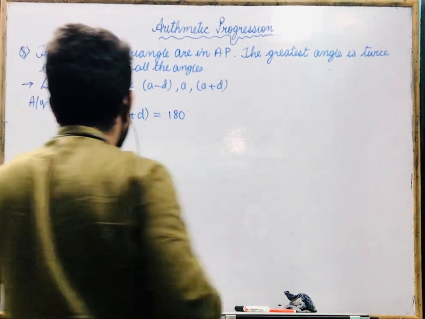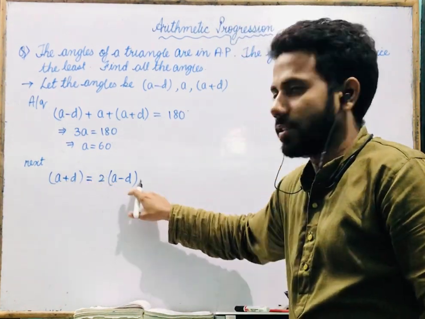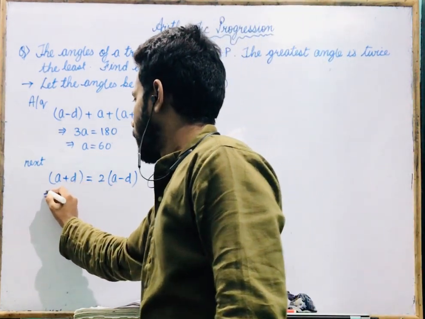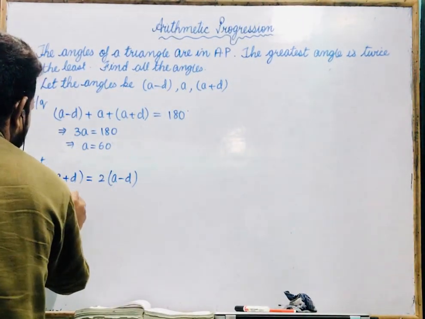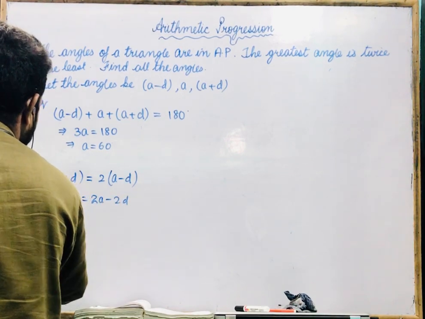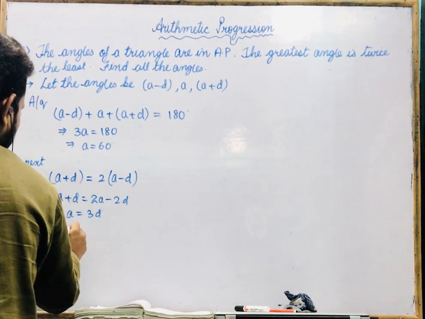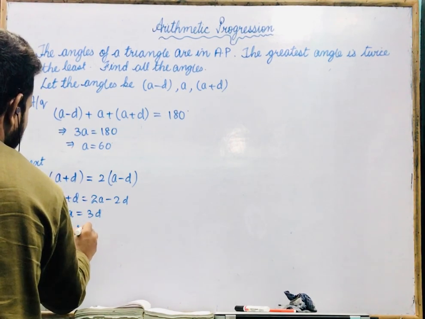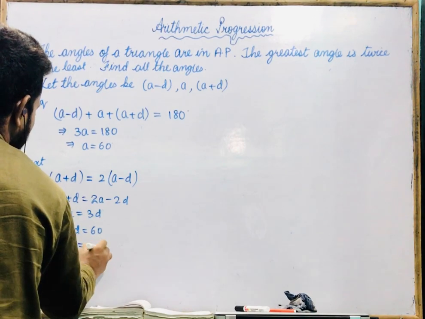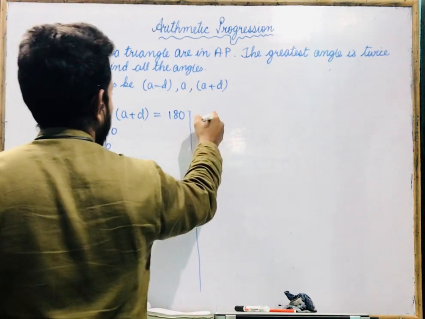The greatest angle is twice the least. So it is A plus D equals 2A minus 2D. So it is A equals 3D. A value is 60, so 3D equals 60. D equals 20, we have got.